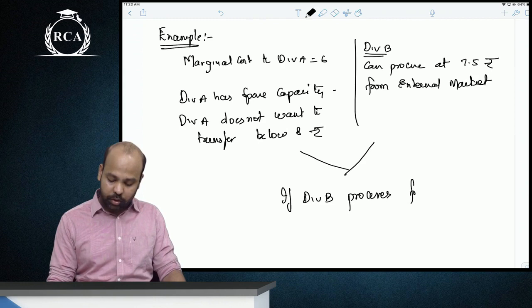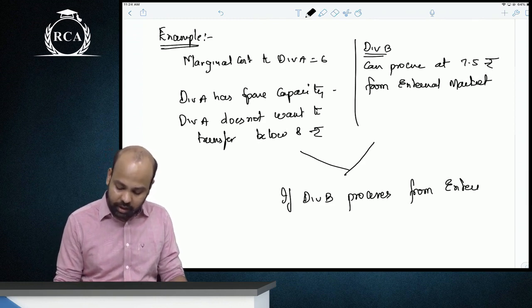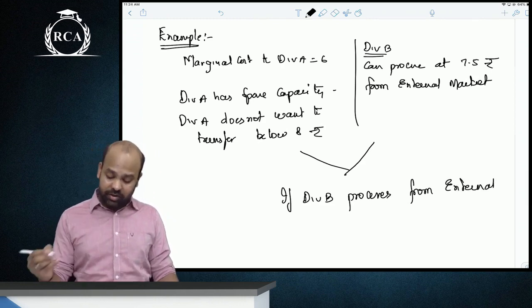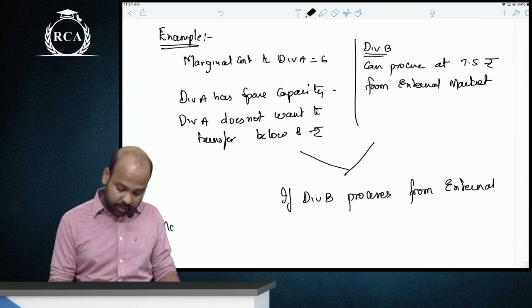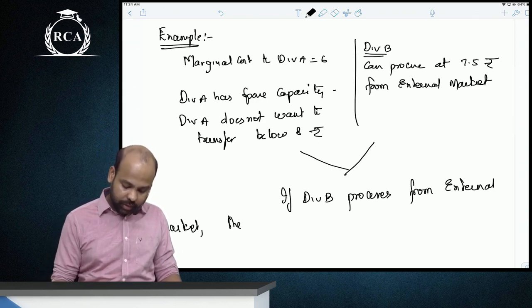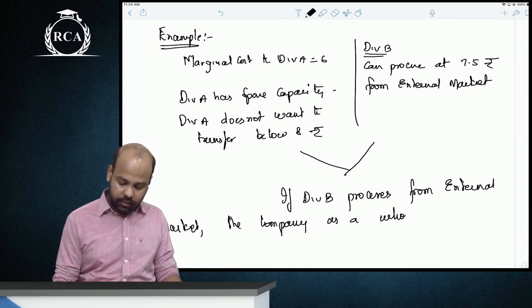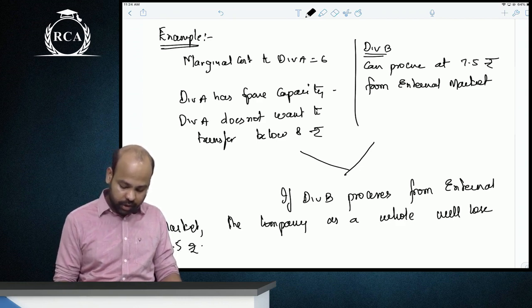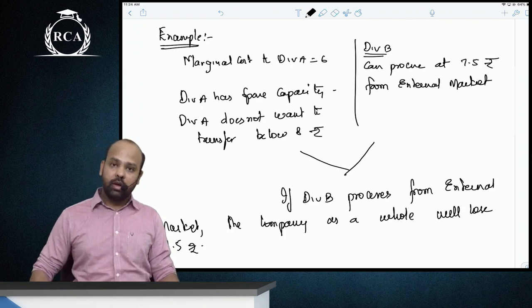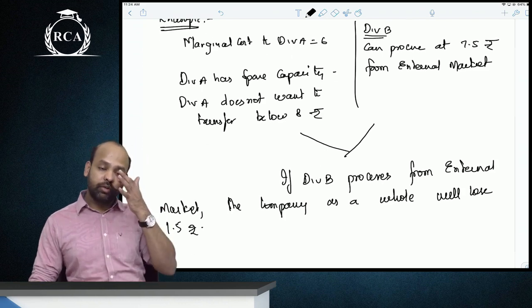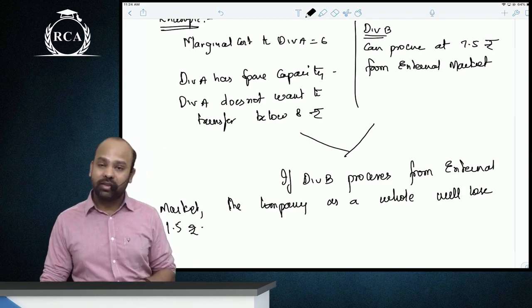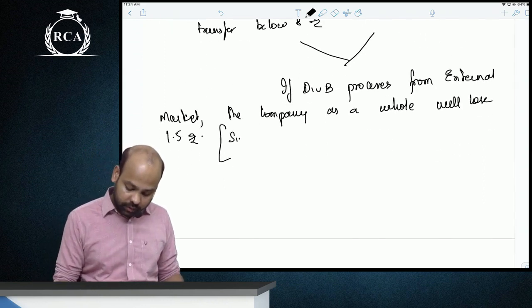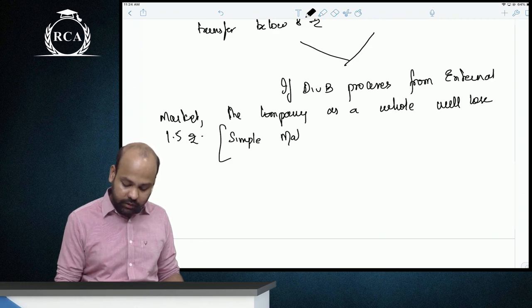Forget the fact that these are two different divisions. If Division B is actually procuring from the external market, the company as a whole will lose 1.5 rupees. Ultimately they are part of the same organization, and it is a simple make or buy decision. Forget organizational boundaries.